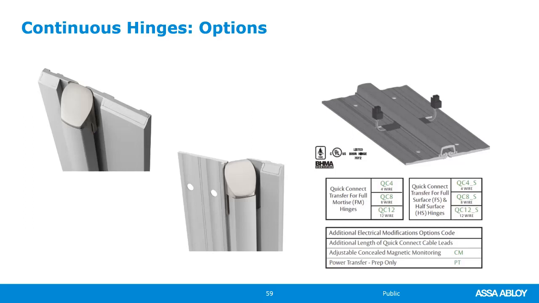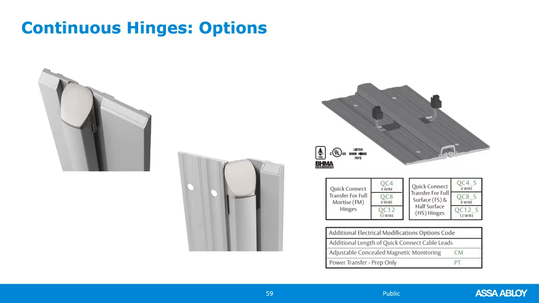I want to move on real quick. We got a question. I want to try to answer this. What finishes are most popular for the continuous hinge? The most popular finishes are the clear, which would be an aluminum, and the dark anodized, which you may know as the US-10B finish or Duronodic finish, but those are the two most popular.